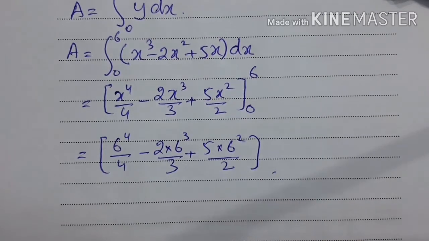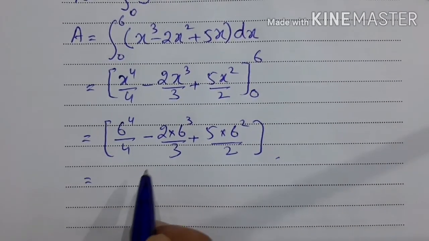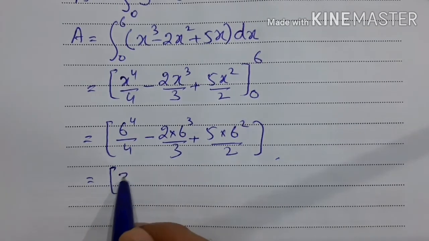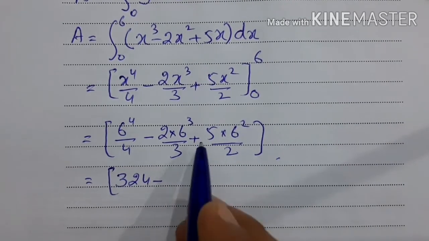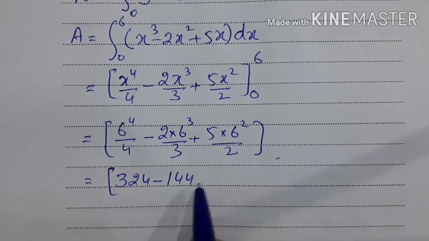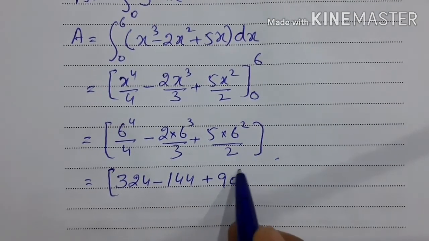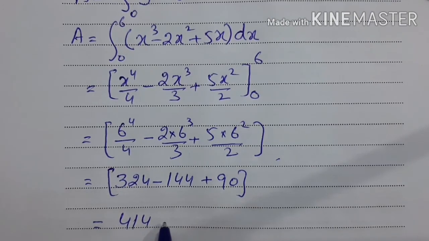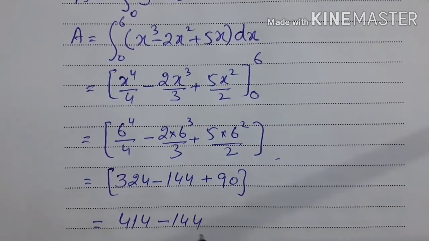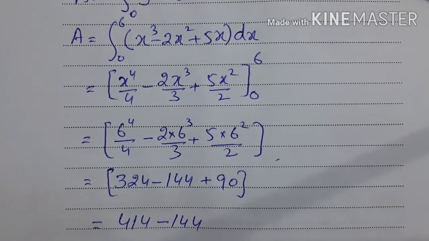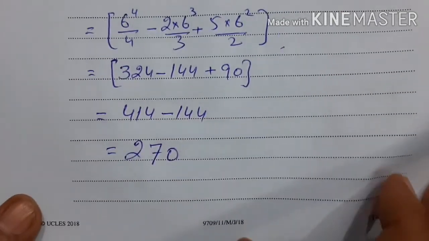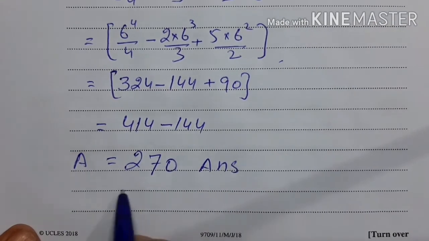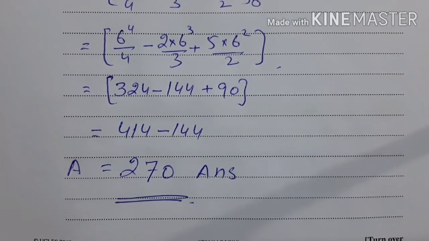So we'll not put 0 here. So this will become, after solving, 324 minus 144 plus 90, and this will be 414 minus 144, which is 270. So this is our answer, the area under the curve.